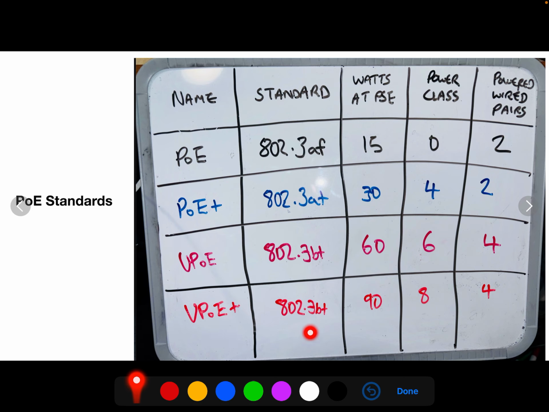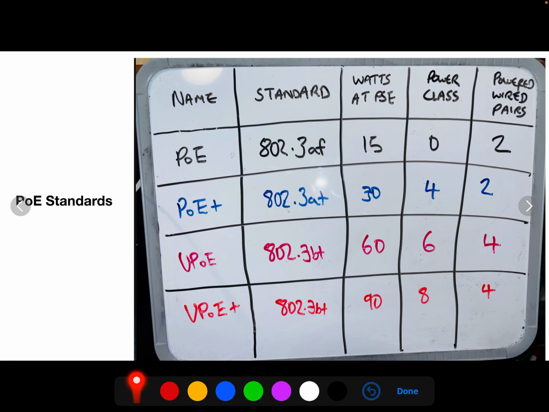So both refer to the 802.3BT. Both use that standard name, but there's a difference in here. You'll see. So 60 watts, the power class is 6, and 4 wide pairs are powered. UPOE plus, 802.3BT again, 90 watts, power class 8, and then 4 wide pairs are powered.